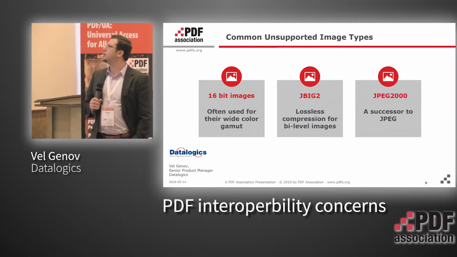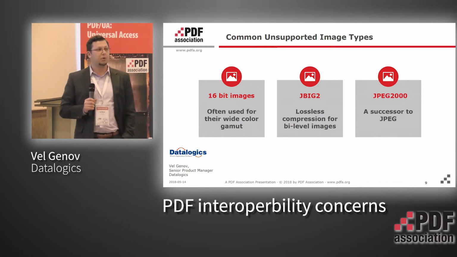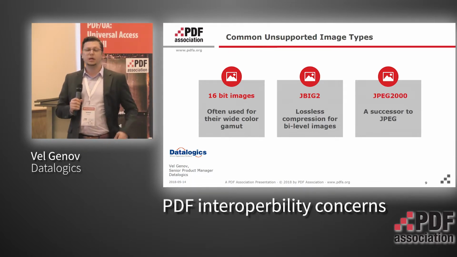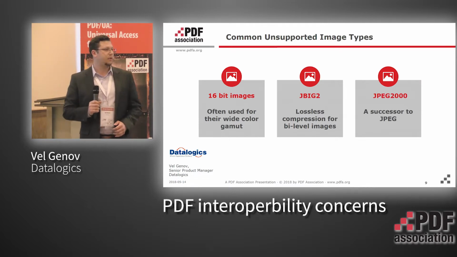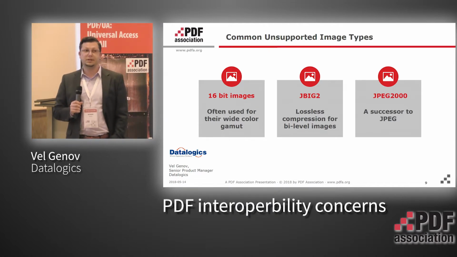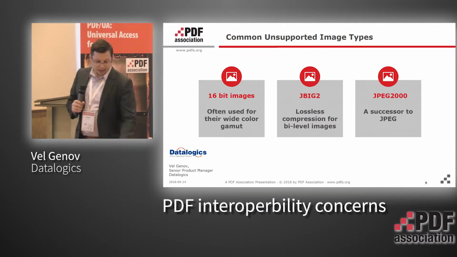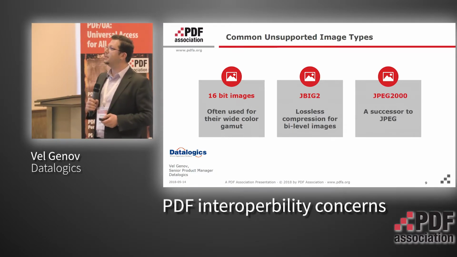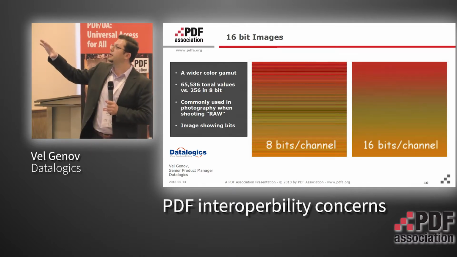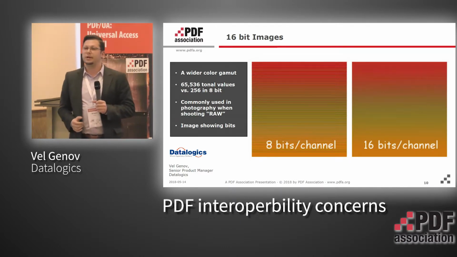So with JPEG 2000 images, they might not appear at all, or they might appear wrong if you use them in your files. Same goes for JPEG 2. It's a lossless compression for bi-level images. And again, they might not be processed correctly if you have some JPEG 2 images. So you can do yourself a favor and use some more common image file formats in your documents if you're actually distributing those externally. So 16-bit images, and that's actually an interesting one, and I'm happy that it actually shows the difference very well on this screen.